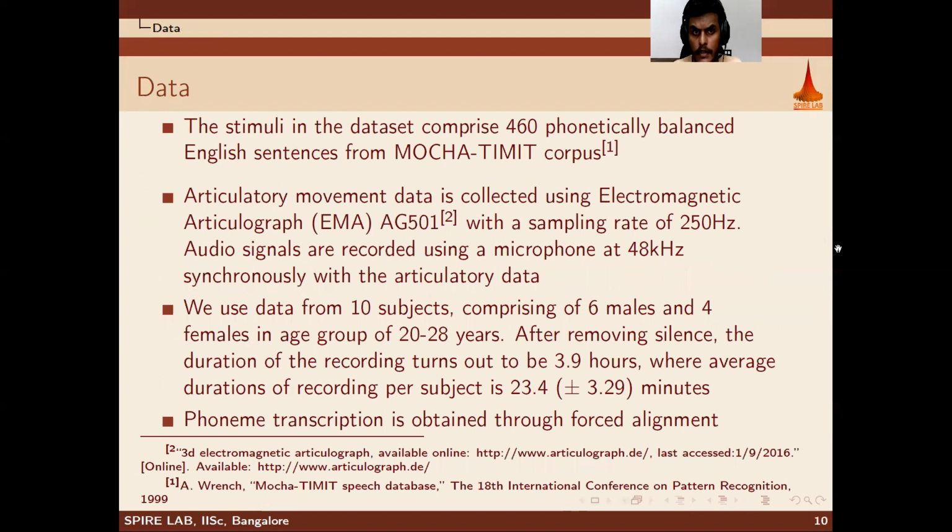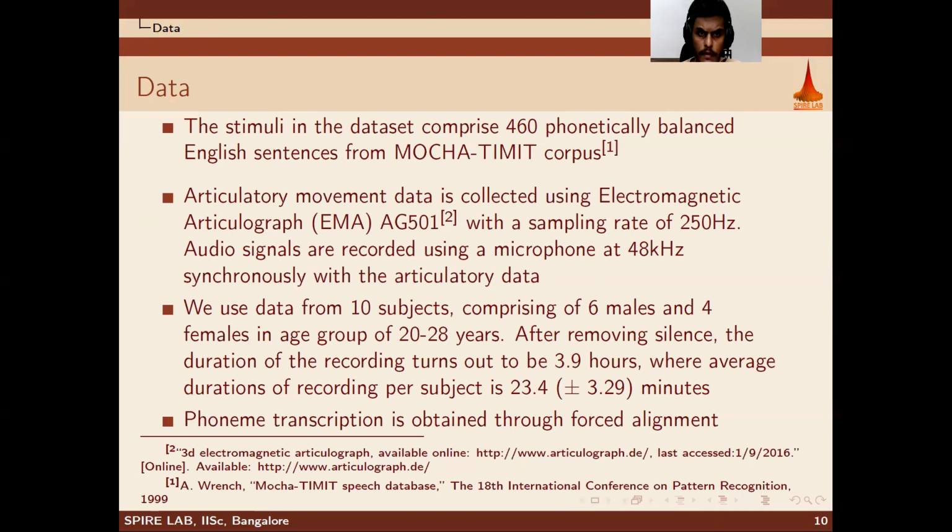Now, talking about the data set, the stimuli in the data set consist of 460 phonetically balanced English sentences from the MOCHA-TIMIT corpus. Articulatory movement data is collected using the electromagnetic articulograph AG501 with a sampling rate of 250 Hz. Audio signals are recorded using a microphone at 48 kHz synchronously with the articulatory data. We use data from 10 subjects comprising 6 males and 4 females in the age group of 20 to 28.